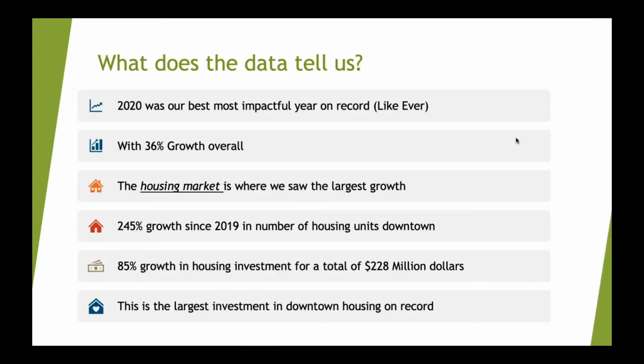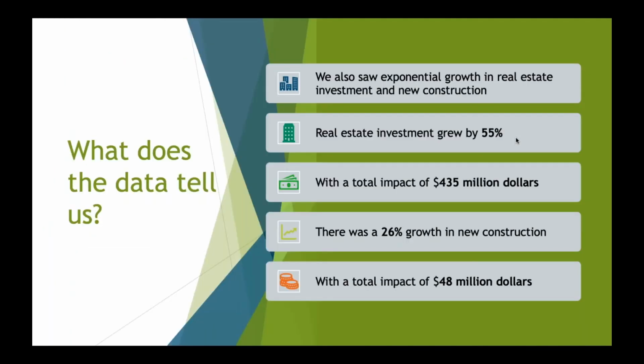And so when I dug through the data, this is what I saw. 2020 was hands down our best, most impactful year on record ever, with a 36% growth overall. I kept telling you, this just can't be right. Where is this growth coming from? It came from 3 areas: the housing market, developing new housing downtown, new construction, and I'm blanking right now.